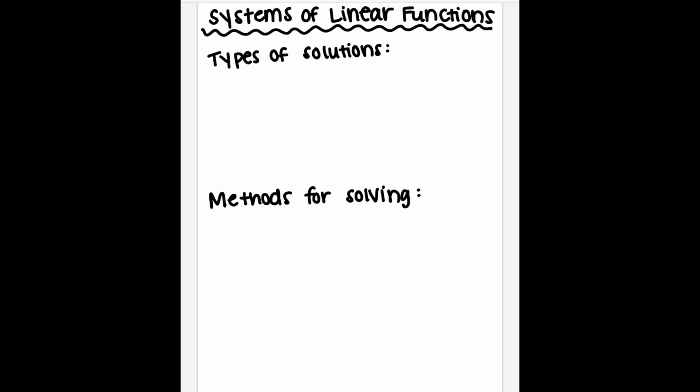We're going to go over solving systems of linear functions. First, we're going to talk about the types of solutions. So if you are asked how many solutions the system of functions has, you have three options. There's either one solution, and if there is one solution, that means that the two lines intersect. That also means that the lines have different slopes.